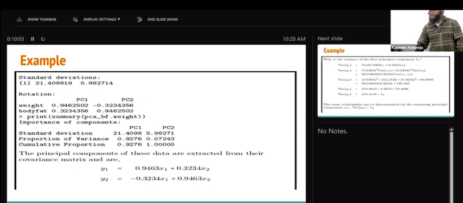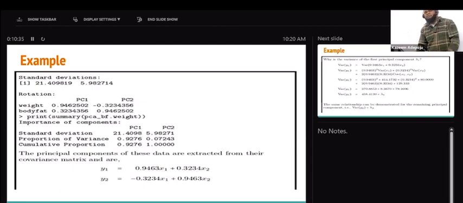The eigenvalues lambda 1 and lambda 2 that I talked about the other time: the lambda 1 here is 21.409819 squared. The lambda 2 is 5.982714 squared. Of course, the lambda 1 is the variance of the first principal component. The lambda 2 will be the variance of the second principal component. Of course, the variance of the first will be bigger than the variance of the second.